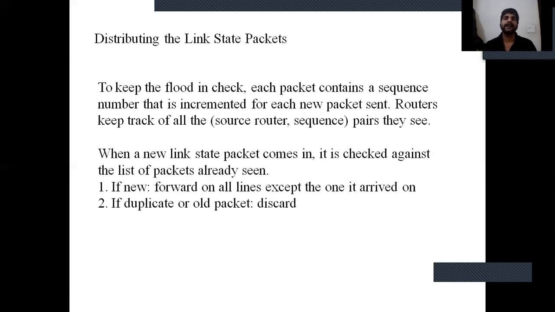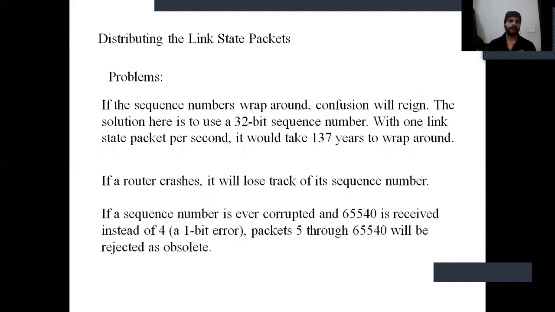Each packet contains a sequence number that is incremented for each new packet sent. Routers keep track of all the source router and sequence pairs they see. When a new link state packet comes in, it is checked against the list of packets already seen. If it is new, it is forwarded on all lines except the one it arrived on, and if it is a duplicate, the packet is discarded.